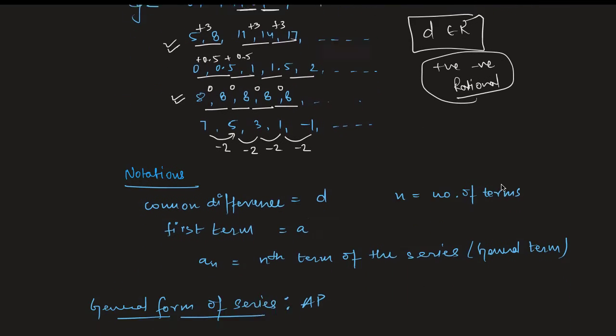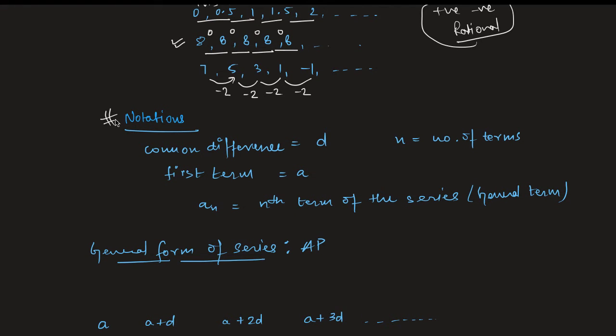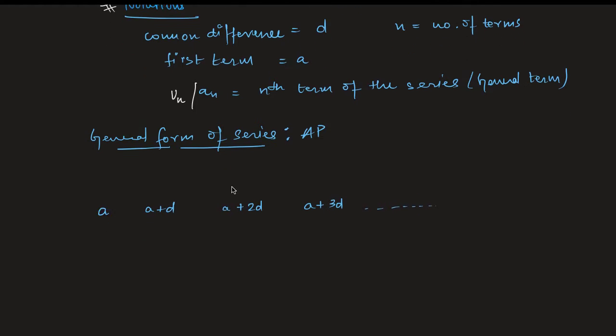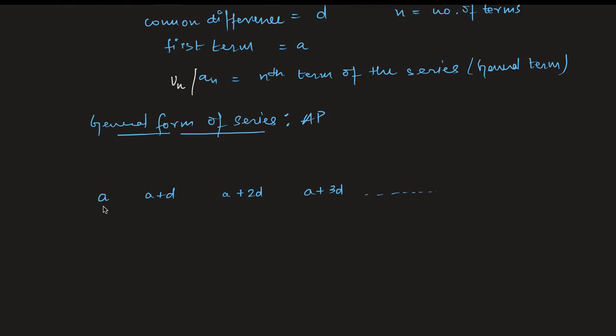Okay, now the next thing is the notations. The notations we will be using are: common difference, denoted by d; first term, denoted by a or a1; and the number of terms, n; or an, or in some books you will find it written as un. What does this mean? It is the general term of the given number sequence, where an represents the nth term of the series. Now let's see the general form of the series. Let's suppose my first term is a.